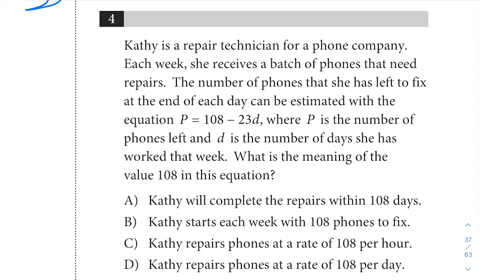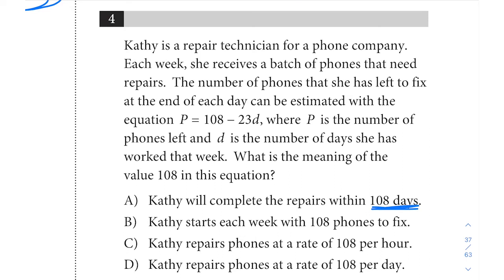Okay, so first things first, we want to look at the scenario described, and that's one nice thing that the SAT will do for us. So we like to optimistically, when appropriate, try to focus on the nice things. Sometimes the test will help us out, and sometimes the test will be reasonable. And with word problems, you will see that the numbers that you have as your correct answers will be realistic. So let's think realistically for this. If Kathy's a repair technician for a phone company, is she going to complete the repairs within 108 days? Well, let's think about that.